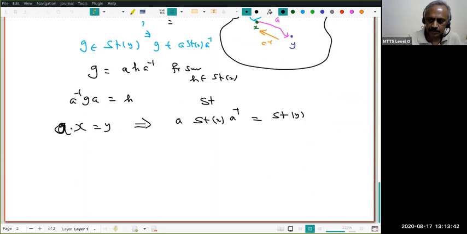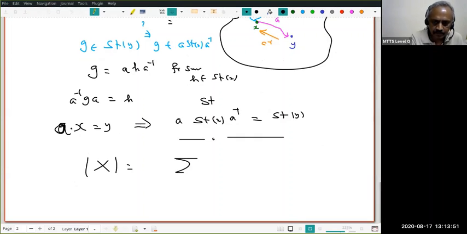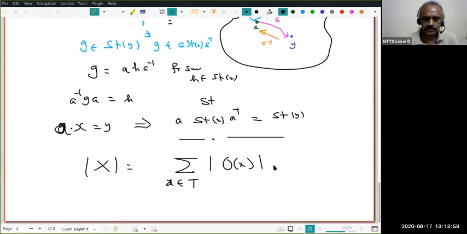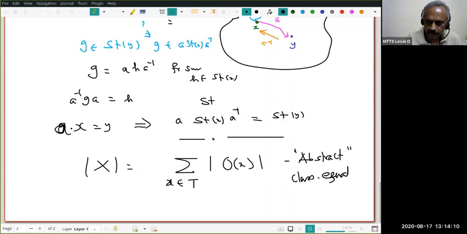But that's enough. Let's come back to the original thing. Therefore, my set X, I have this equation. This is a kind of abstract class equation. I'll call it the class equation, but it's an abstract classification. We will come to that later. Okay. All right. Now this whole thing makes sense.